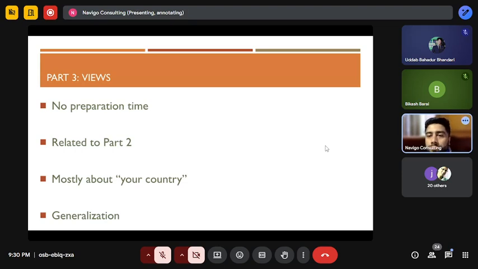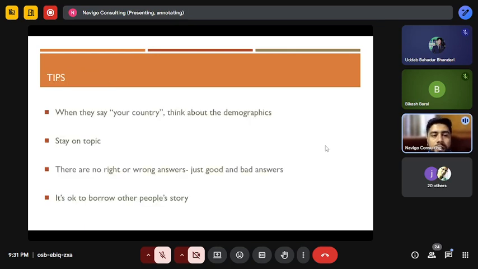And the question is more generalized, and you have to give your answer in generalized form as well. Okay. Now, it's not about yourself, it's about all the people or group of people, or maybe it's about your country. So the questions are more generalized, right? Now, when they say your country, think about demographics. So most of the time, when the questions come about your country, you can answer thinking about your demographics as well.